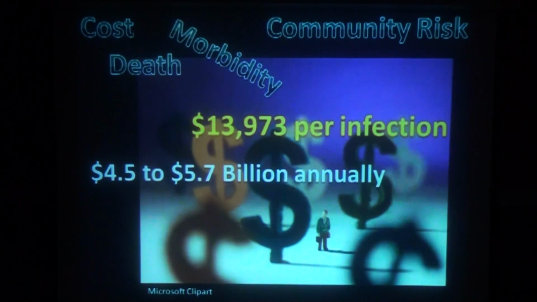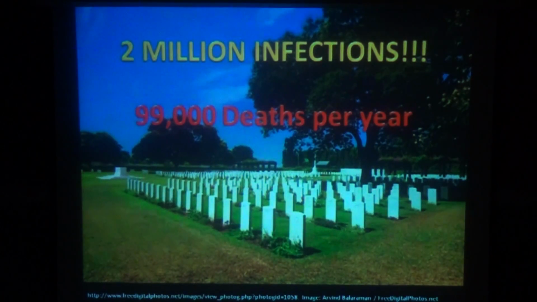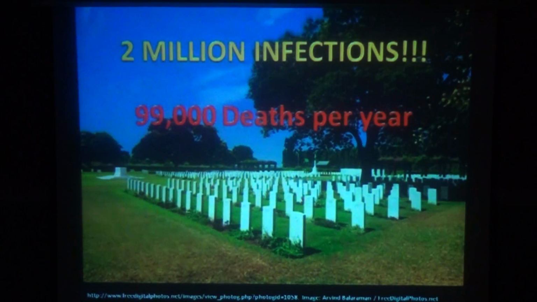This pie chart shows the most common infections reported as acquired in a hospital setting. Some of the implications of nosocomial infections include cost, death, morbidity, and imposing community risk. Nosocomial infections are costly, with the direct cost of hospital-acquired infections in the U.S. estimated to be between $4.5 billion to $5.7 billion per year, with an average cost of infection of $13,973. The CDC estimates that over 2 million nosocomial infections occur yearly, leading to 99,000 deaths per year in the United States.